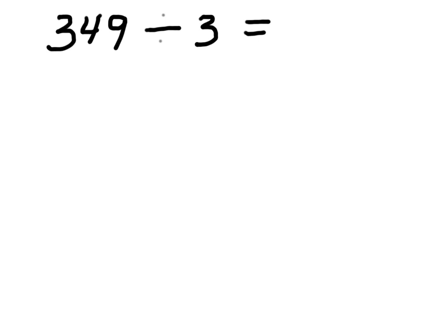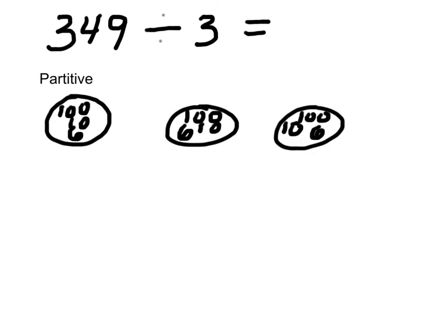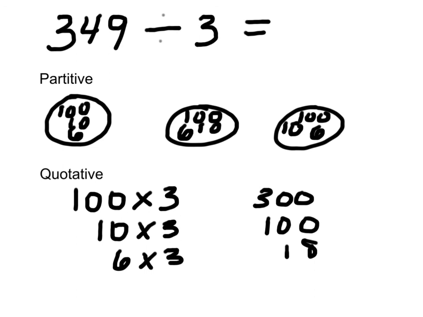So if we're dividing 349 by 3 using 2 number sense strategies, we can use a partitive strategy that suggests breaking 349 into 3 equal groups, or we can use a quotative strategy that asks how many times can I take 3 away from 349, and the way we solved it was to take 100 3's away, then 10 3's away, then 6 3's away. Please remember that in both cases this only gets us to 348, and we have a remainder of 1 in both cases.